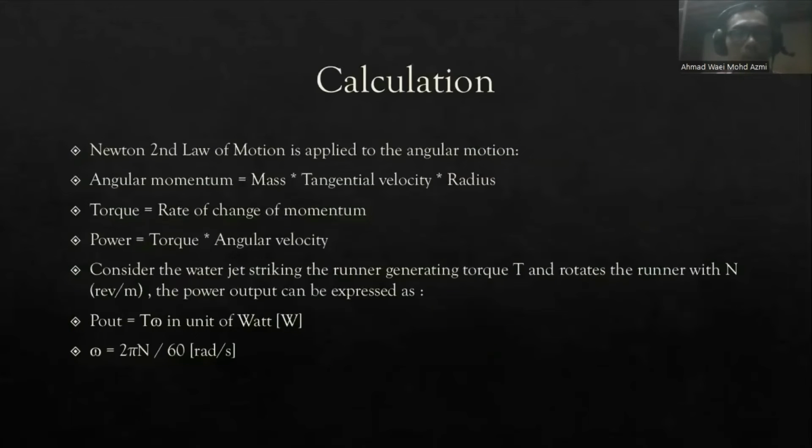Next, for the calculation for the Pelton turbine, it uses Newton's second law of motion with respect to angular motion, where angular momentum is equal to mass times tangential velocity times radius. Torque is equal to the rate of change of momentum. Power is equal to torque times angular velocity. Consider the water jet striking the runner, generating torque T and rotating the runner at n revolutions per minute. The power output can be expressed as P out equals T omega, in units of watts. Second, omega equals 2 pi n divided by 60, with the unit rad per second.